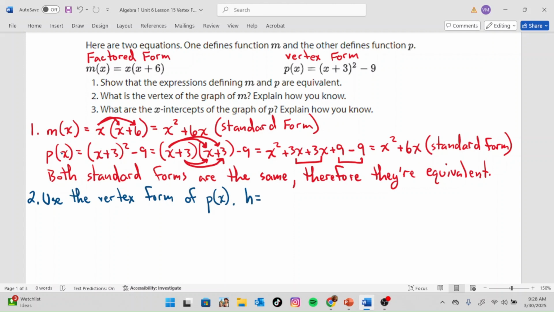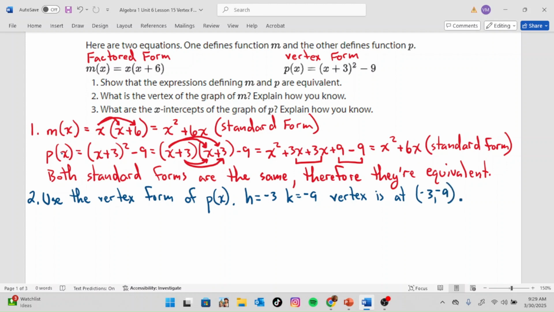h, since it's x minus h, this is really x minus negative 3. So h is negative 3. K, since it's plus k, then this is really plus negative 9. So k is negative 9. Therefore, the vertex is at the point negative 3, negative 9.